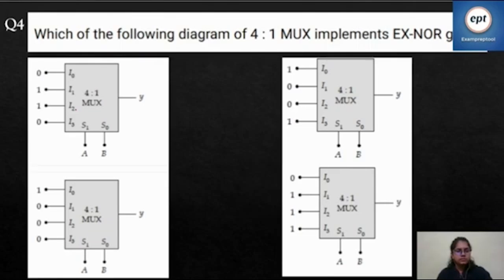So here, let's see what the next question says. Which of the following diagrams of 4 into 1 mux implements the XNOR gate? So we have to see which one implements the XNOR gate. As you all know, this is a 4:1 mux. So what is the output of a 4:1 mux?